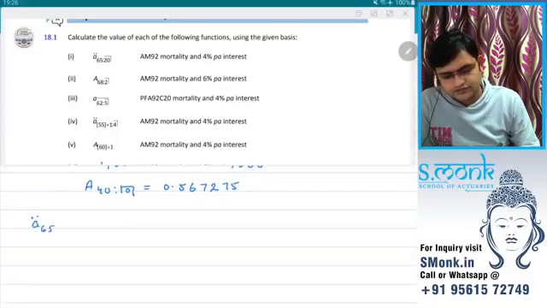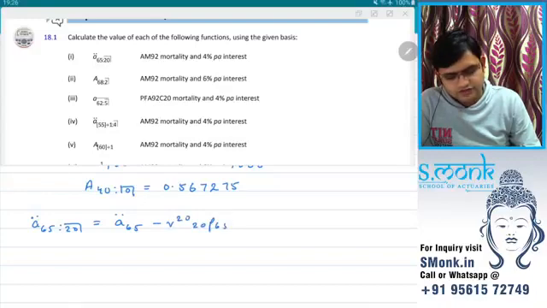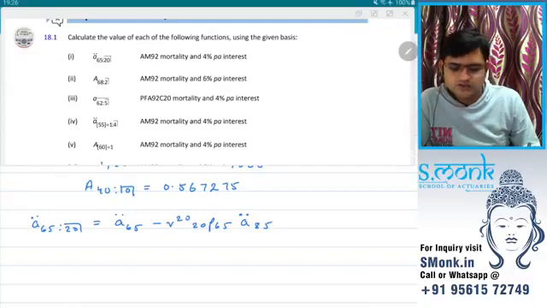ADU 65:20, AM92 mortality 4%. So this will just be ADU 65 minus V raised to 20, 20 P65, A 85 ADU. What was the problem here? You can look up all of these values in the table. Was there a problem?